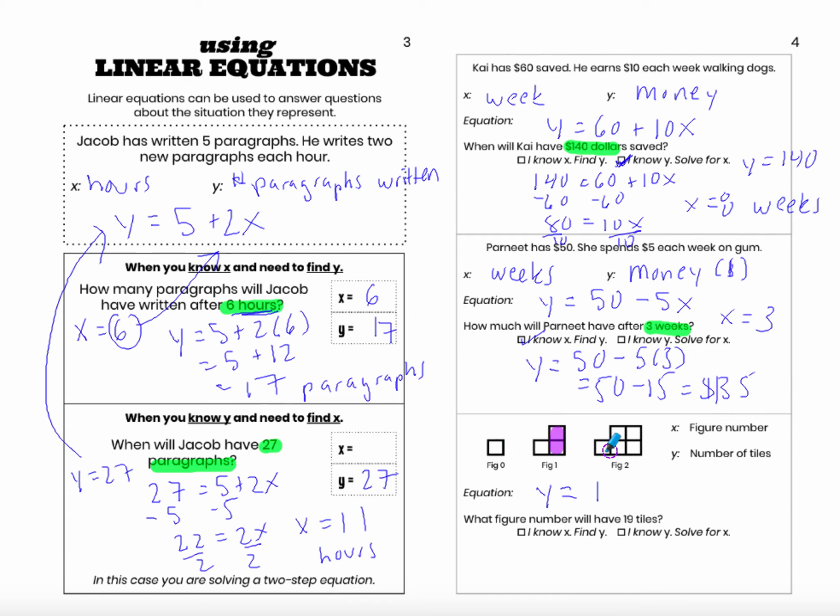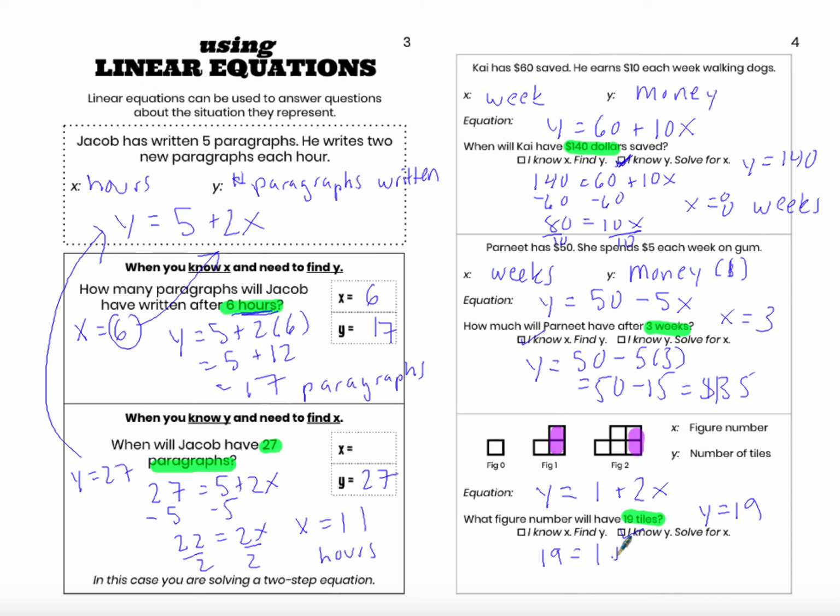So I added 2 here. To get from figure 1 to figure 2, I added 2 more tiles. That tells me my rate of change is 2x. So I add 2 tiles each time the figure number increases by 1. I'm asked my follow-up question, what figure number will have 19 tiles? 19 tiles, number of tiles is my y. That means I'm given y equals 19, and I need to solve for x.